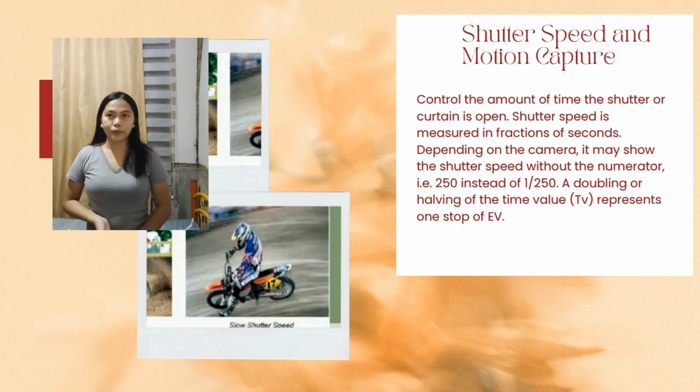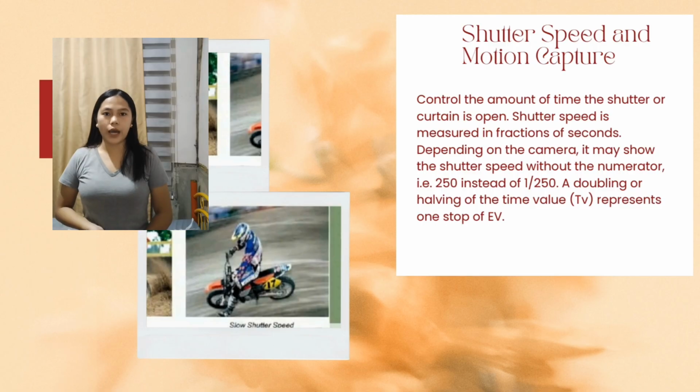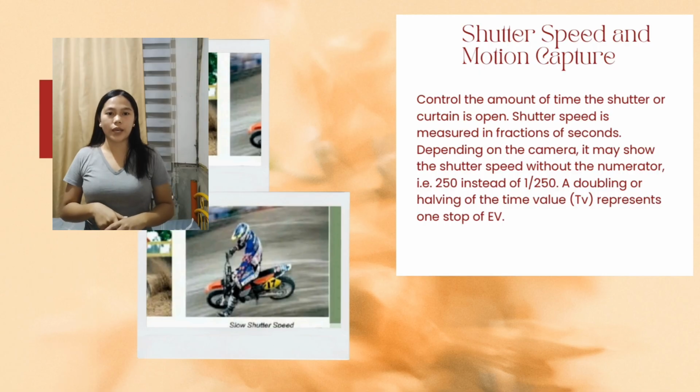Like for example, the fast shutter speed. Example, mabilis yung takbo, like gumagalaw siya ng 1/1000. And the slower shutter speed, gumagalaw siya ng 1/30.